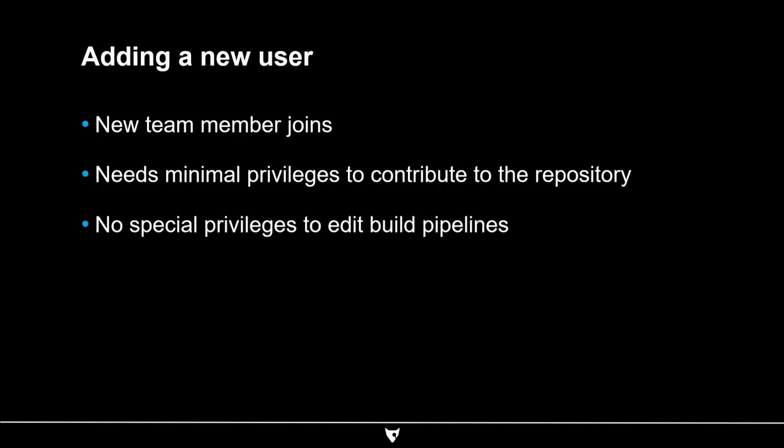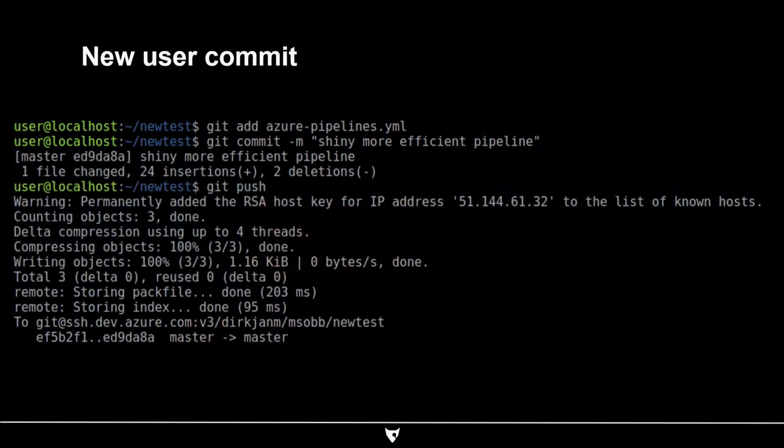Now, there is a new user or a new team member at the company. And this team member needs minimal privileges to contribute his code to the repository. Because he is a junior member, we don't give him any special privileges to, for example, alter the build definitions. Now, the new user isn't exactly a nice person, because the first thing he does is actually editing that build definition in the code and then pushing that change to the repository. So even though he didn't have privileges to edit the pipelines, because the pipeline is part of the code, this user can still edit it.